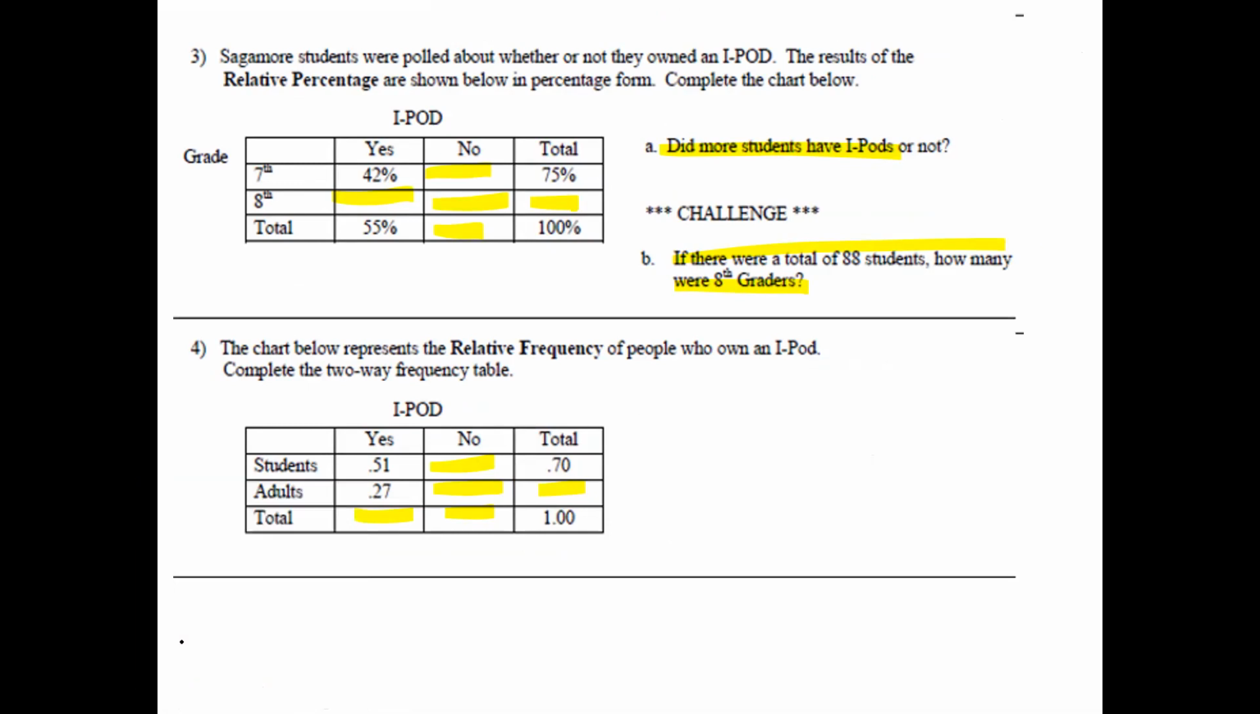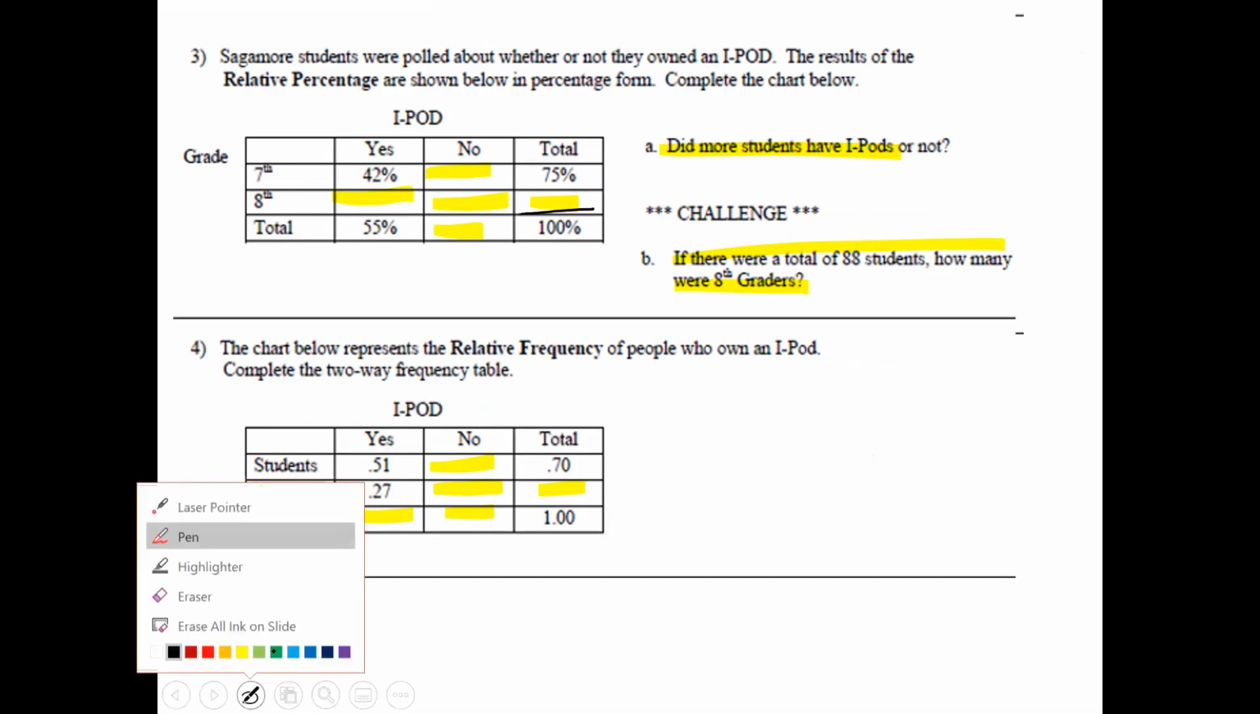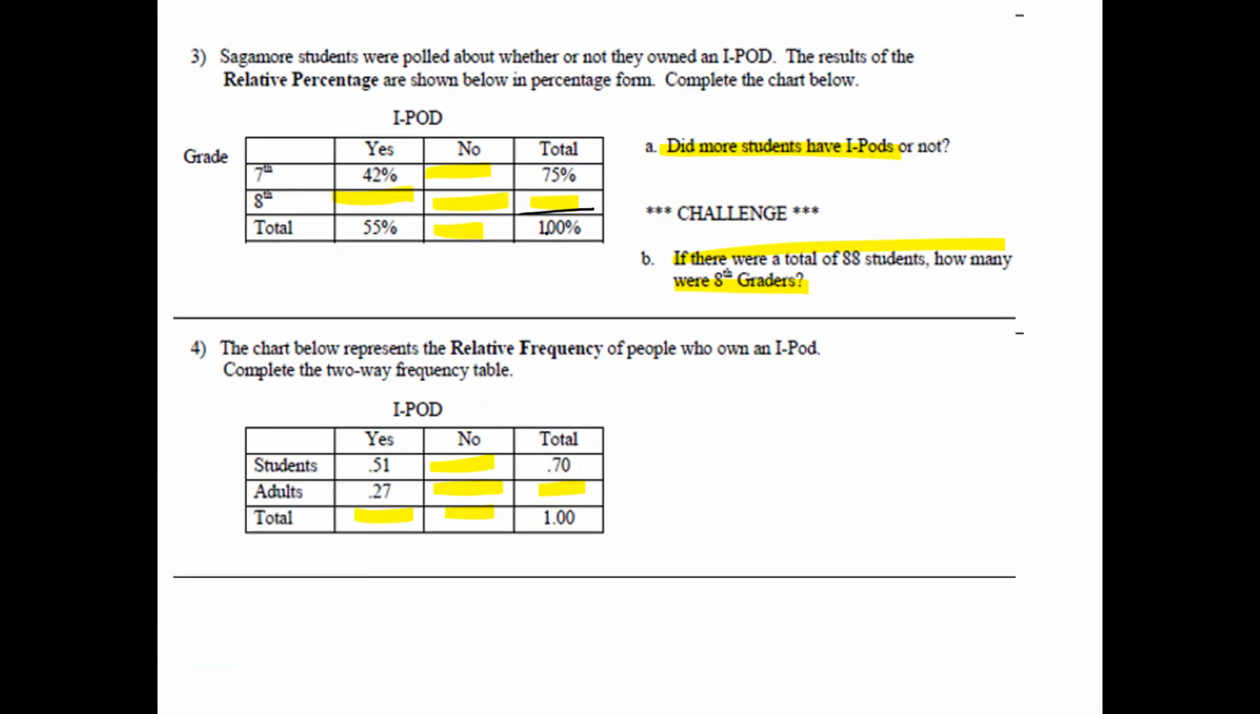Okay, so I'm going to go ahead and help you guys with the first one for number 3. You're going to start off with this cell right here because you have 75 and 100. If you subtract the two numbers, 100 minus 75 gives you 25. And then from there, you can go to this column right here. So the total is 55. So 55 minus 42 is going to give you a 13.